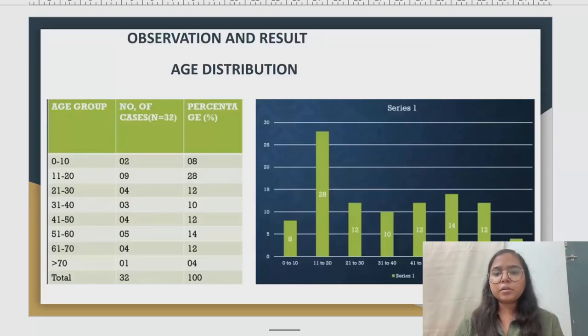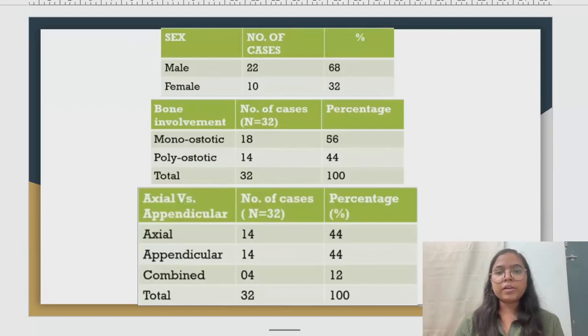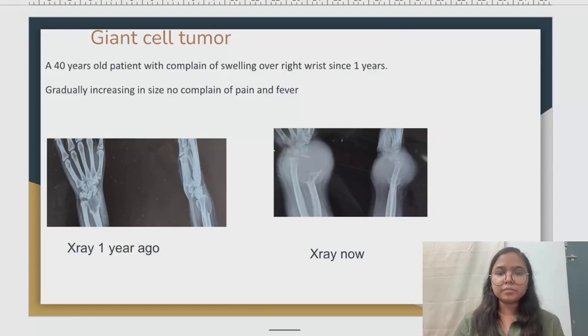Observation: the study shows more chances of bone tumor in the 11 to 20 age group and after 50 years of age. In sex, 68% are male and 32% are female. Bony involvement is 56% monostotic and 44% polyostotic. Regarding axial and appendicular involvement, 44% are axial, 44% are appendicular and 12% are combined.